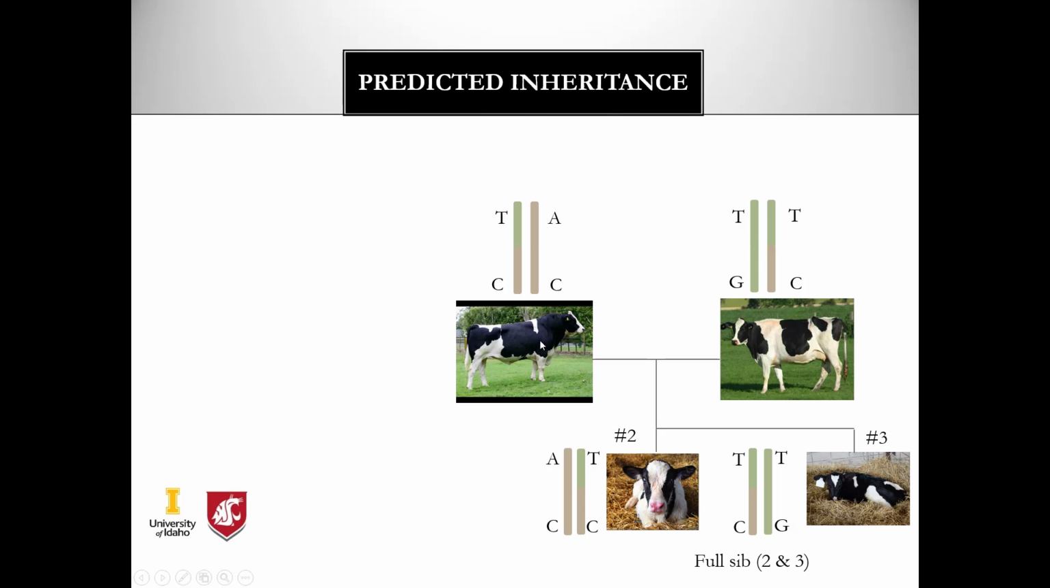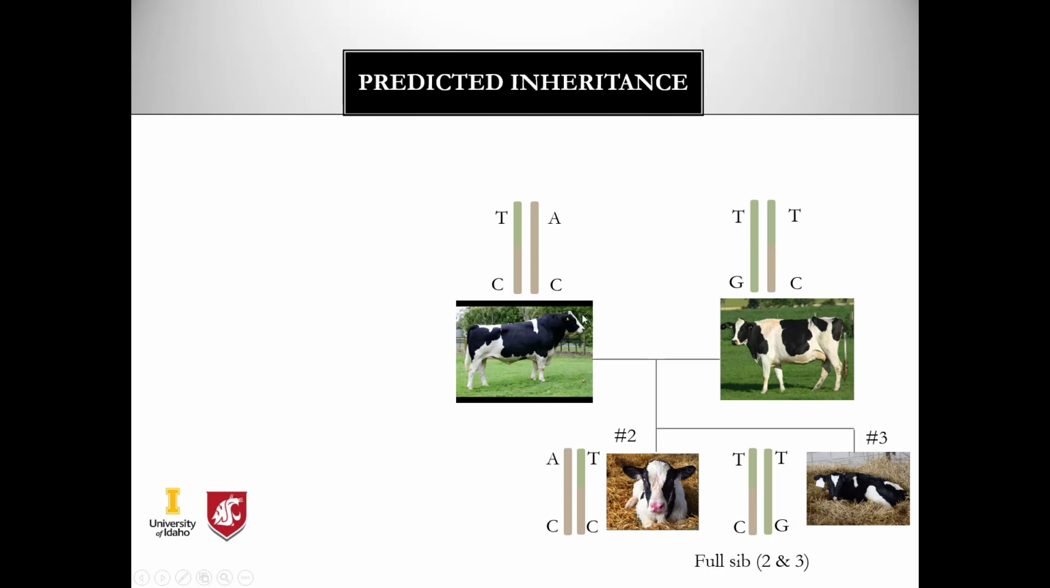So here we have a bull, and he has two genotypes listed. One is a T and an A, and that would be heterozygote. And then we have C and C, and so he's homozygous for C on the second SNP. Here we have a cow, and so she's going to be the dam of the two calves, and she is TT on top, so she's homozygous for T, and then she has a G and a C on the second set of SNPs. And these are their two full sibling calves.